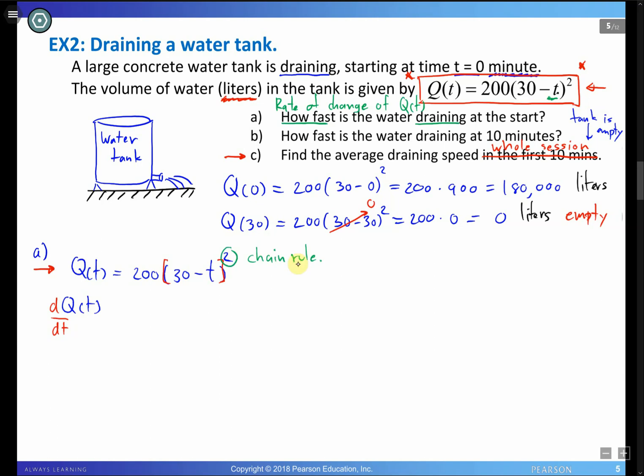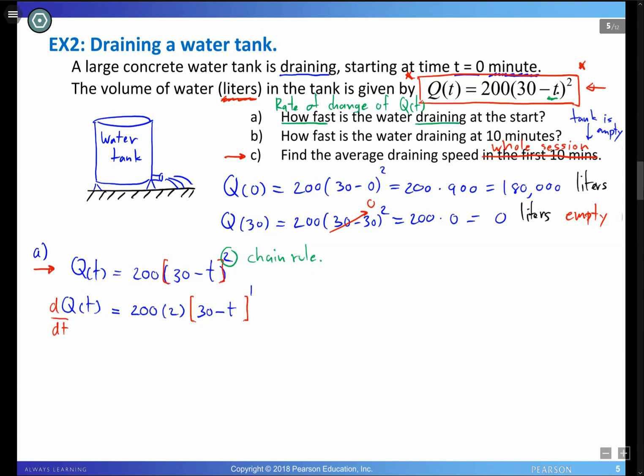The power is going to come down. So this is equal to 200, which is still there, not changing. The 2 comes down to the front, and now I keep the box the same. I keep the inside function unchanged, so inside we still have this 30 minus t, and now the power decreases by 1, so we have a power of 1 right here. Now we are done with the outside function.